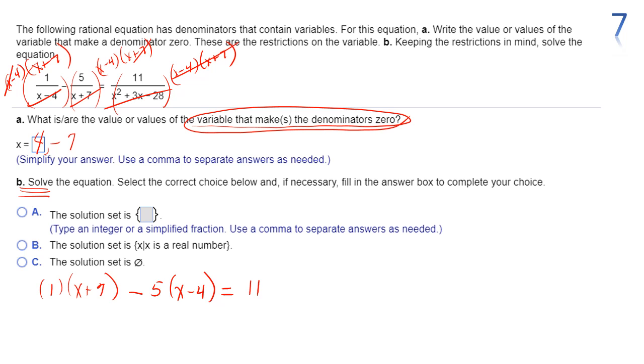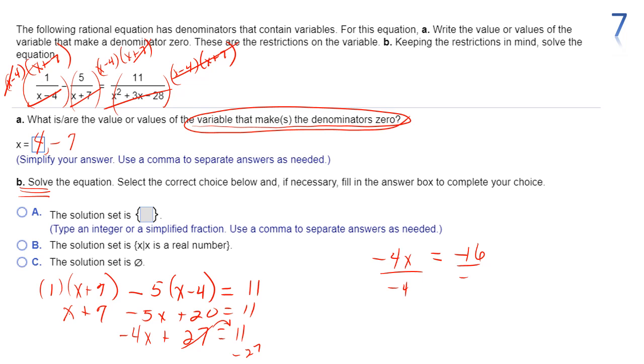Now I will multiply and distribute. I end up with 1x plus 7 minus 5x plus 20. Now if I combine like terms, I end up with negative 4x plus 27 equals 11. Now I must solve for x. If I move over the 27 and subtract it, then I have negative 4x equals negative 16. Then I will divide by negative 4. X is equal to 4.